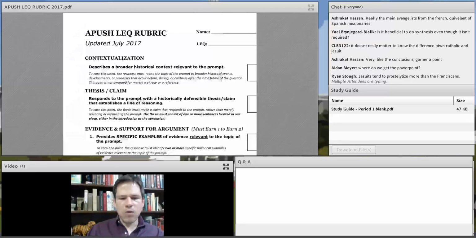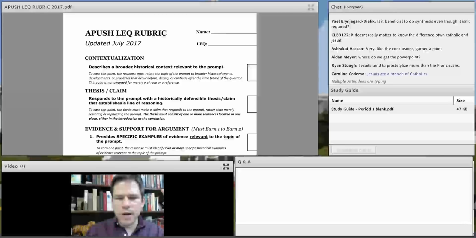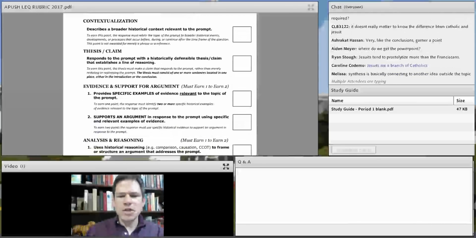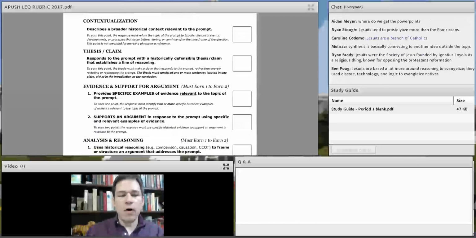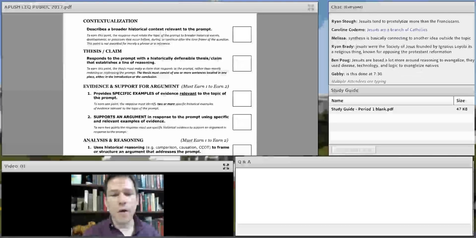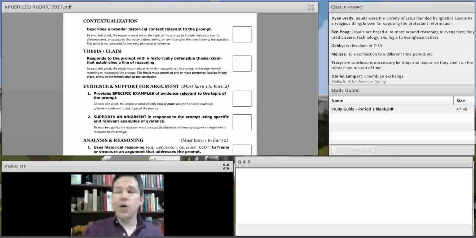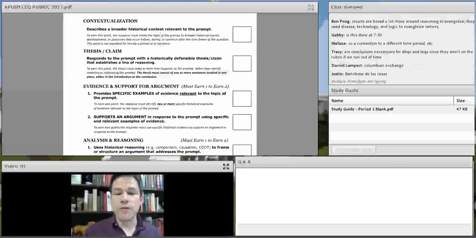So we're going to take a look at the APUSH LEQ rubric. And so as far as that goes, now contextualization, we could say something here about the contextualization: you bring in good background information. Now, what is something that we've already talked about in this session that could be good contextualization for an essay about French and Spanish colonization?